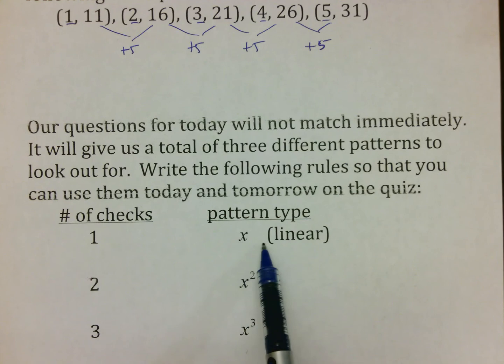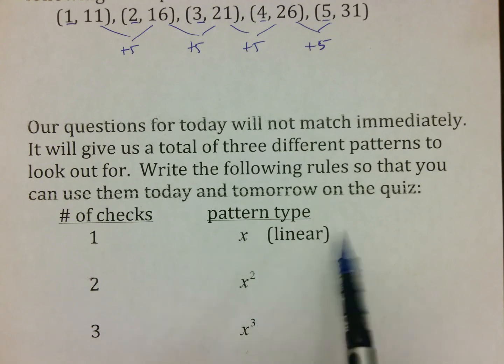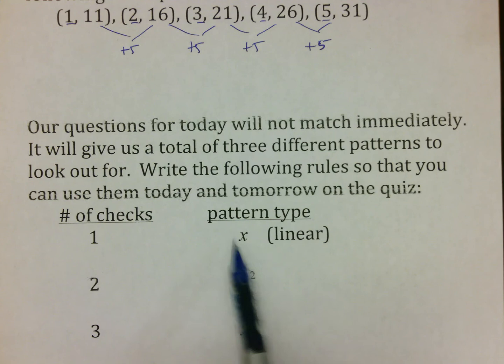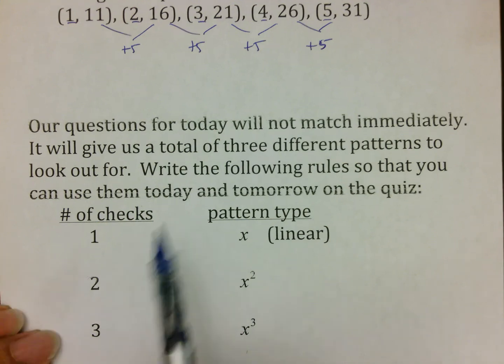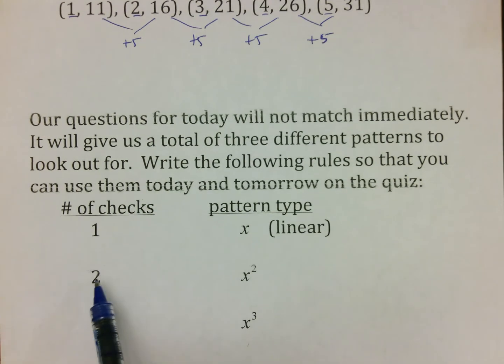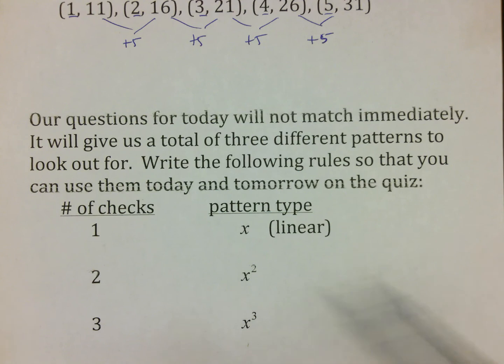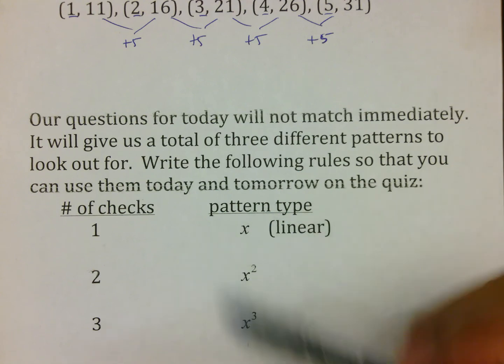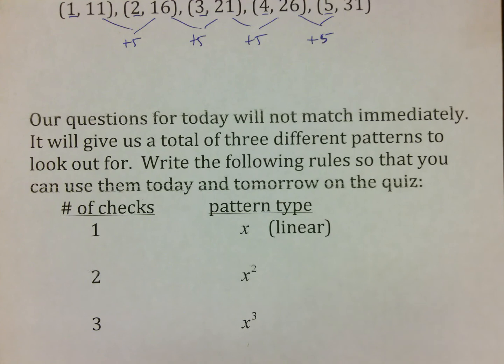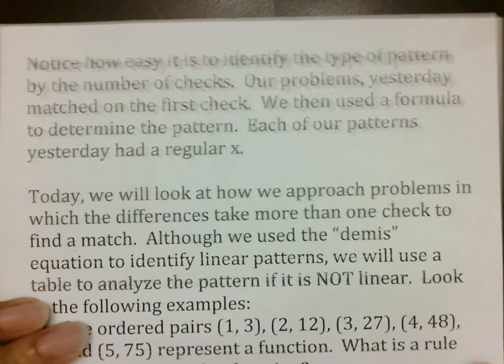Remember yesterday all of our patterns had y equals 3x plus 4 or 7x plus whatever, but we used a regular x. If they don't match on the first one and it takes a second check to make them match, then it is an x squared pattern. Look at the pattern here, 2 goes to a power of 2, just like 1 goes to a power of 1. If it takes 3 checks to make it match, then it is x to the third. So again, one of the things you're going to be asked to do is tell what type of pattern it is, and that just depends on the number of times you have to check it to make the pattern match. So again, 1 check is x, 2 checks is x squared, 3 checks is x to the third.